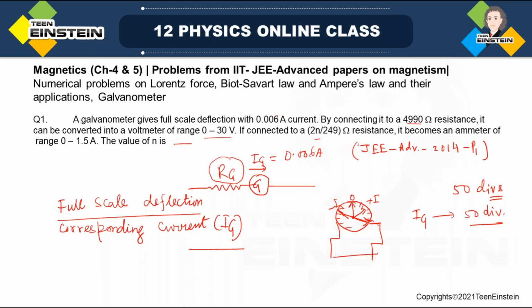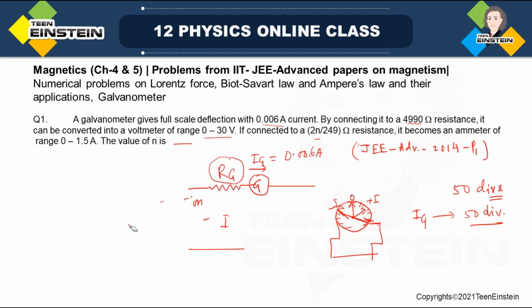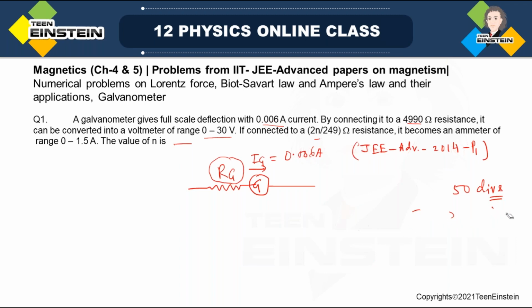Okay, and beyond this current, the galvanometer will get damaged. Beyond this IG, that means beyond this full scale deflection current, the galvanometer will not work properly, it will get damaged. So this is actually IG, or full scale deflection. The meaning of full scale deflection is that the current corresponding to the full scale deflection is the maximum allowed current through the galvanometer. Beyond that particular current, the galvanometer will get damaged.